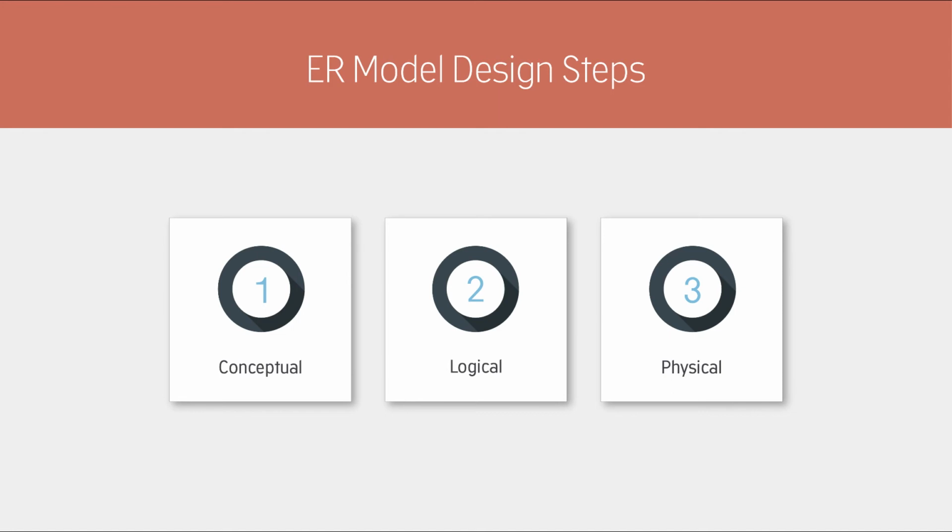Conceptual, the highest level phase, where we map out the main entities, relationships, and attributes without regard to storing them in the database yet. Logical, in this phase, we decide which entities and relationships will actually be stored in a relational database and associate each with a table and their attributes with columns in those tables.